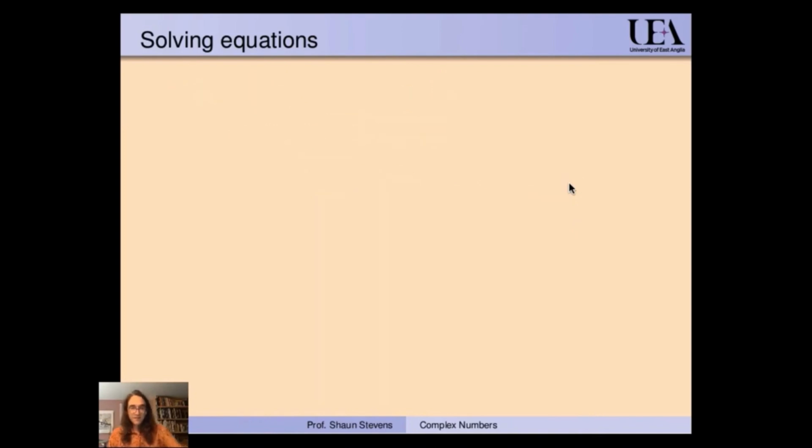Okay, so here's another example of solving equations. So we started off with the problem of not being able to solve quadratic equations. So let's see, can we do quadratic equations? Let's start off with a simple one. Let's look at z squared is equal to 7 plus 24i. So how are we going to solve this? Well, our z has got to have the form x plus yi, and if it does, then we can write down what z squared is.